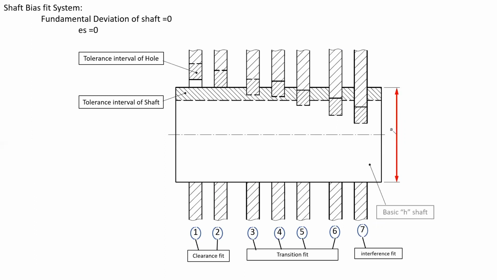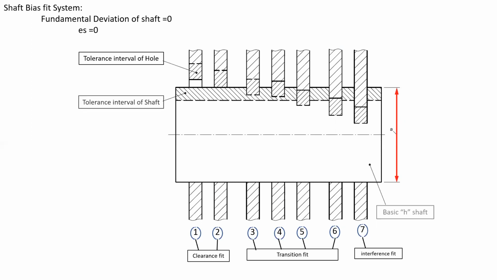Or if we compare this with the hole bias system, for the hole bias system, we were using a H hole, and here we will be using a H shaft. So for the H hole, the lower deviation was 0, and for the H shaft, the upper deviation is 0. And the tolerance zone for the H shaft will extend downwards.